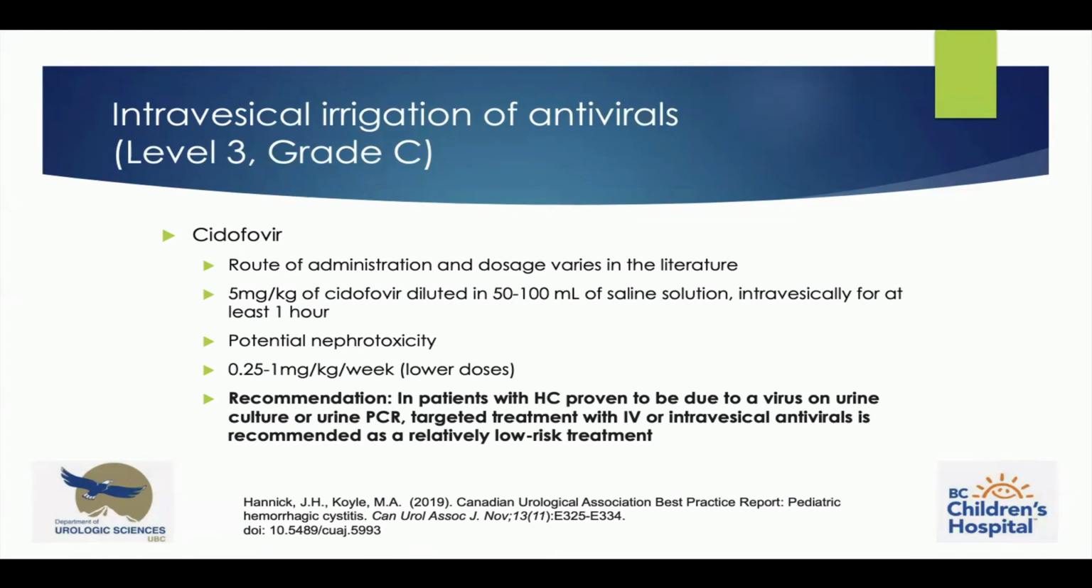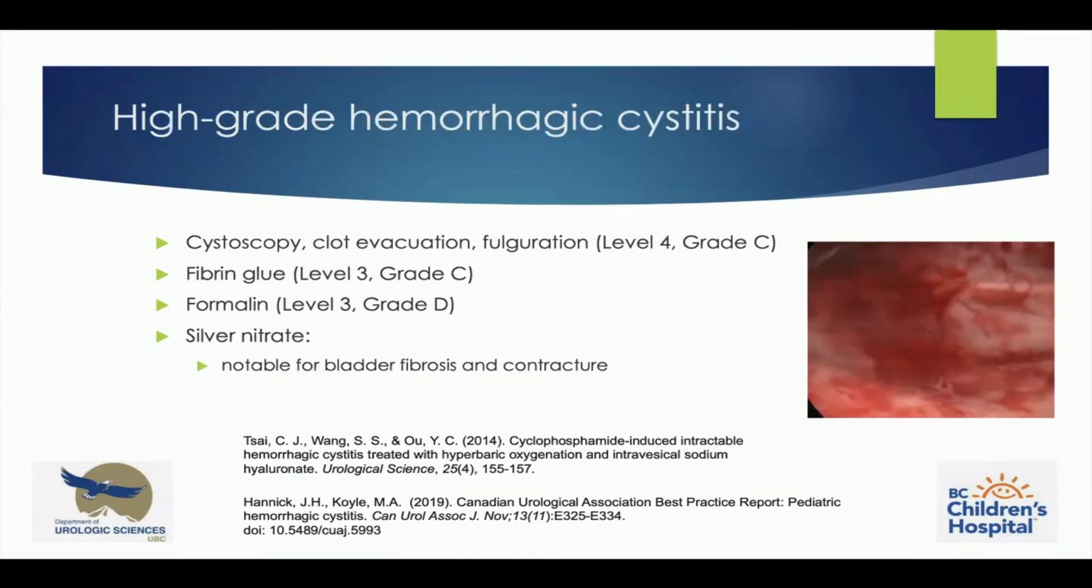The COA recommends that in patients with hemorrhagic cystitis proven to be due to a virus on urine culture or PCR, targeted treatment with IV or intravesical antivirals is recommended as a low-risk treatment. So if it doesn't work, or the hemorrhagic cystitis is already high grade at the start, then we have, on the algorithm table that I presented earlier, the different treatment sites that are mostly invasive.